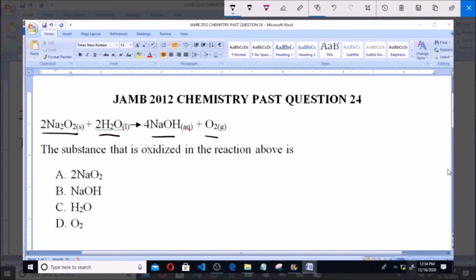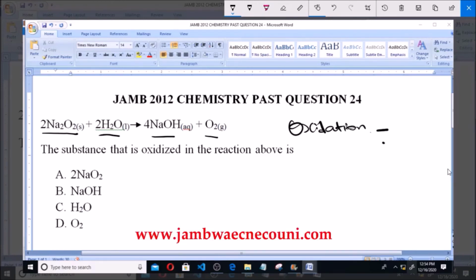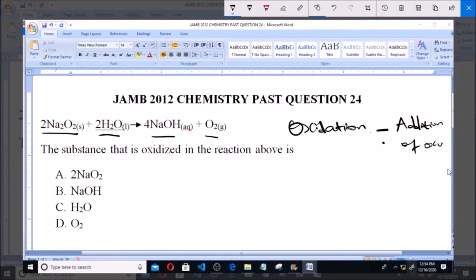Now, looking at this, we know that oxidation can be divided into various forms. Oxidation simply refers to the addition of oxygen, which is one definition of oxidation, or the removal of hydrogen, which is also a form of oxidation, or loss of electron. These three forms are the definitions of oxidation: either the addition of oxygen, or removal of hydrogen, or loss of electron.